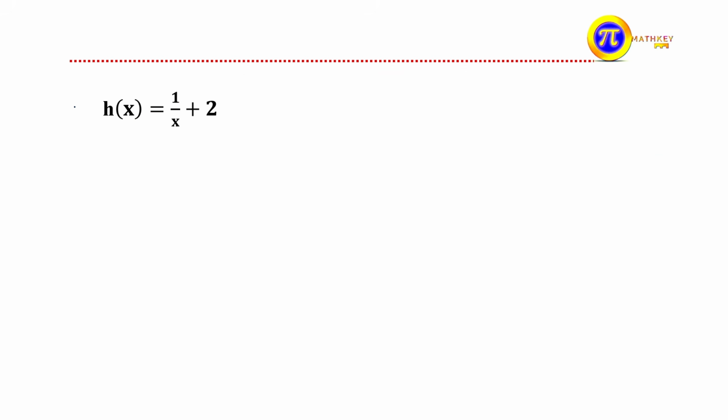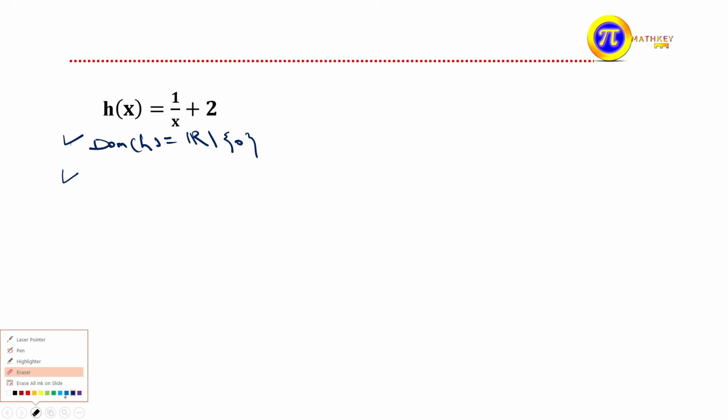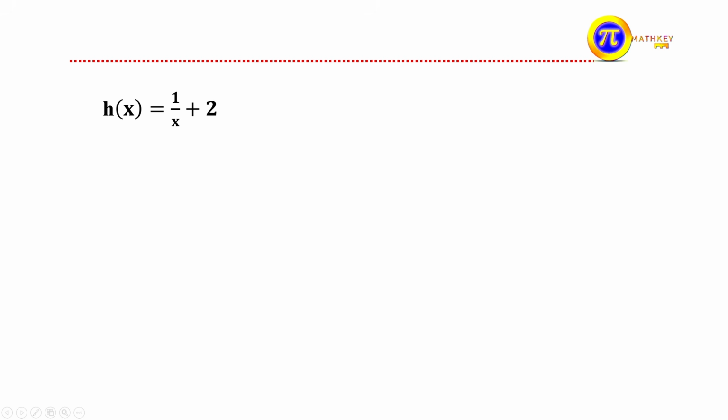The next one, sketch the graph of this. It says h of x equals 1 over x plus 2. What does it imply? This shows that the domain of h is all real numbers except the zeros of the denominator, except 0. After that, what is the intercept? The next one says h of x equals 1 over x plus 2.